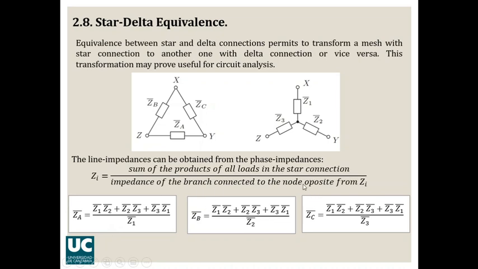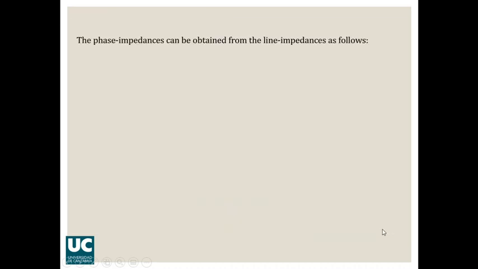Analogously, you could do the same for obtaining line impedances B and C. In this way, if you have one load which is connected in a star and you want to transform that load as if it were connected in delta, then you can use these expressions here. On the other hand, we can have a load which is connected in delta and we want to transform that load as if it were connected in a star.